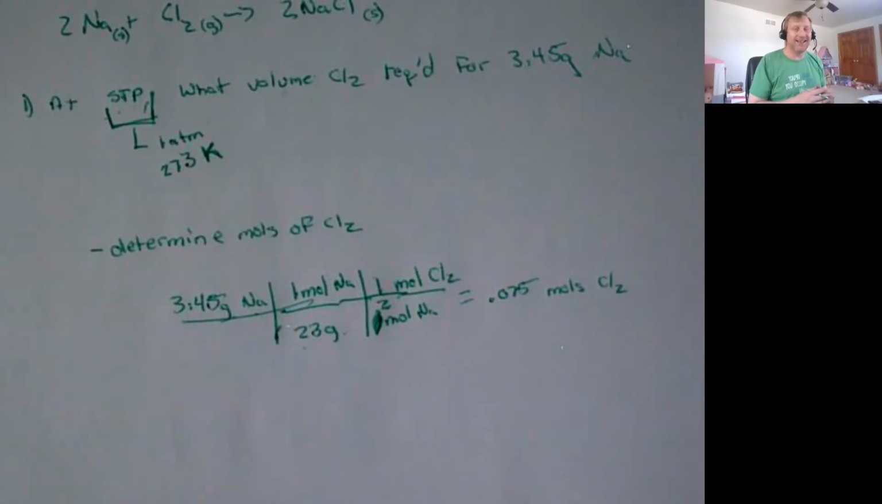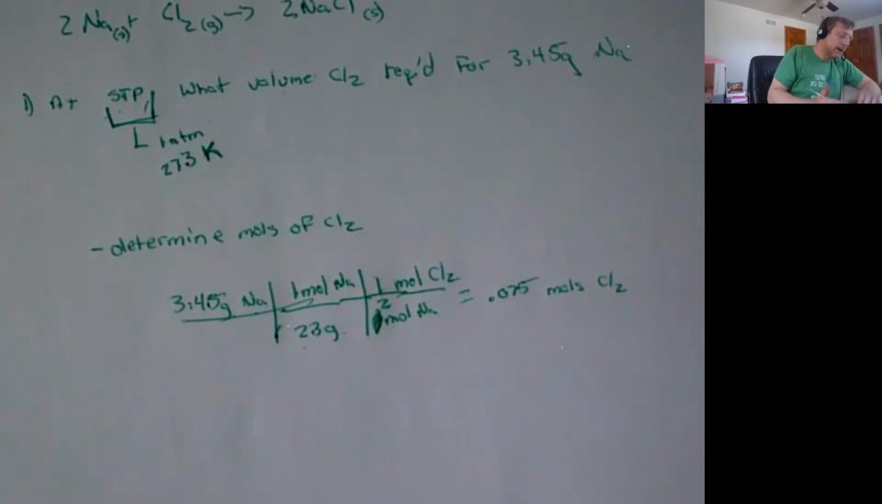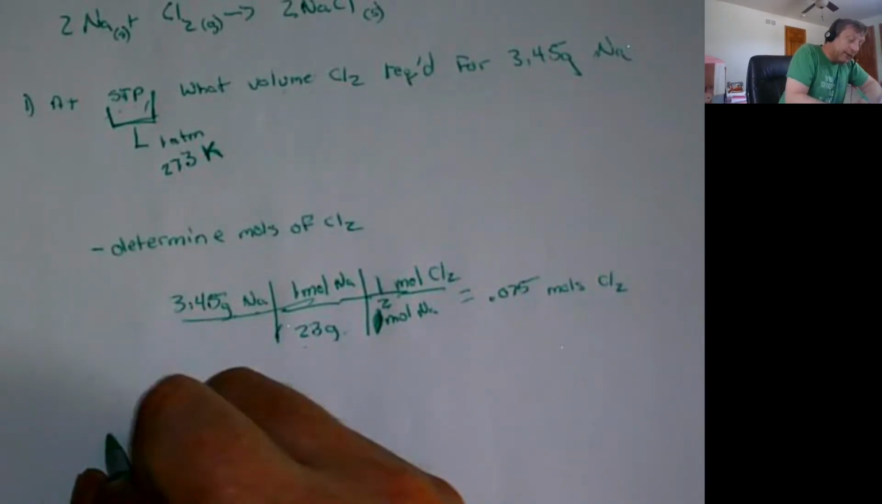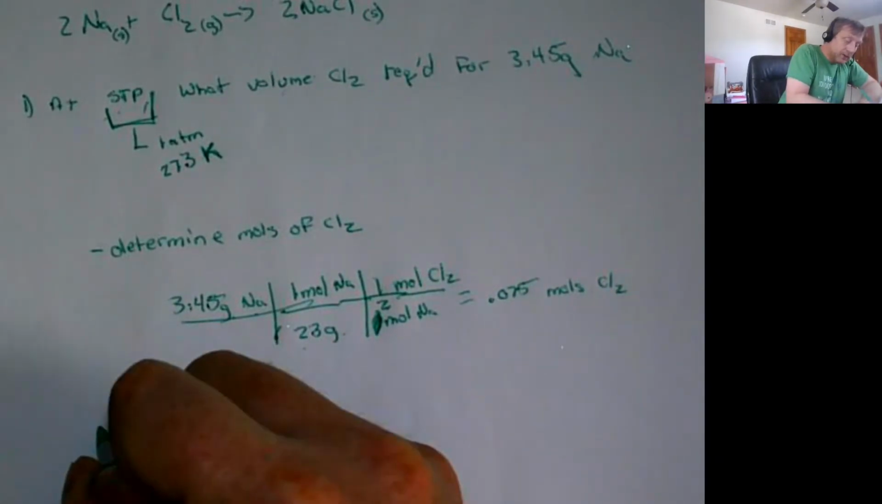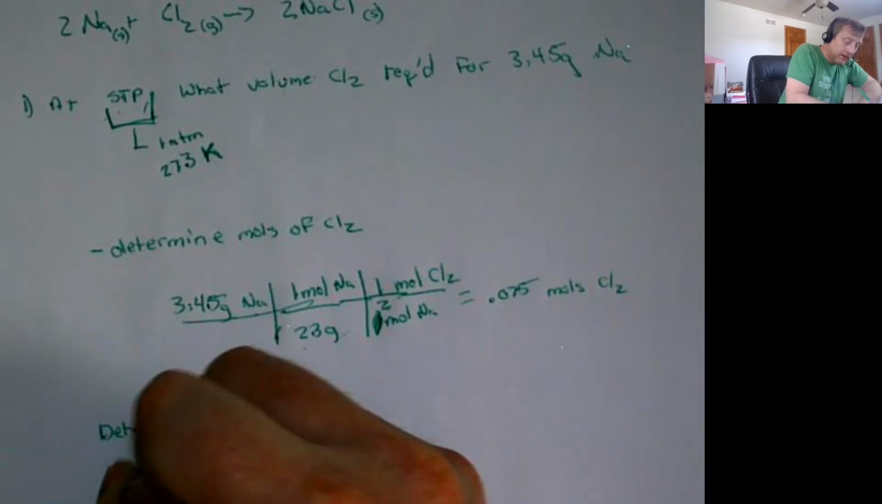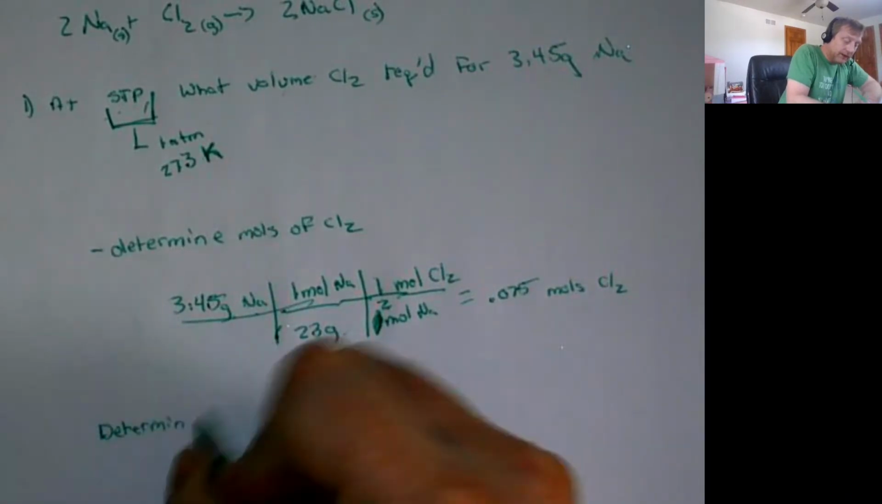That should all be review. I know maybe it's been a while since we've done it, and especially in the current circumstances, things are probably a little bit more difficult to keep organized. But that is all learning we should be somewhat comfortable with by this point. And now for the new step, we're going to determine the volume of this chlorine gas.